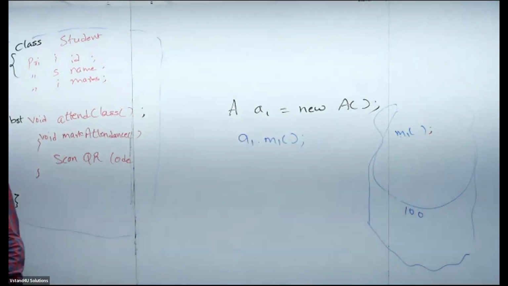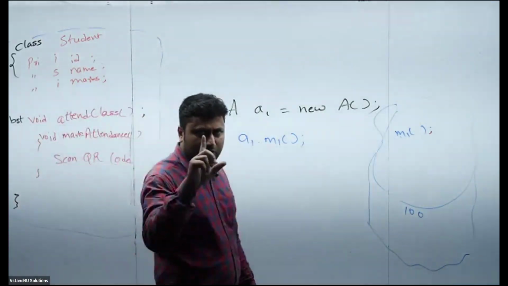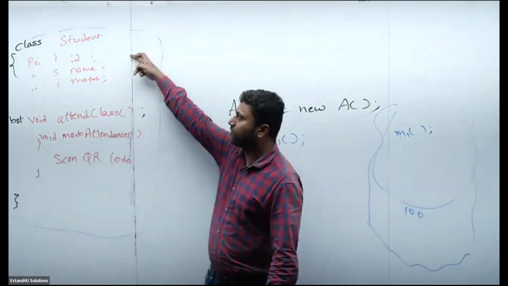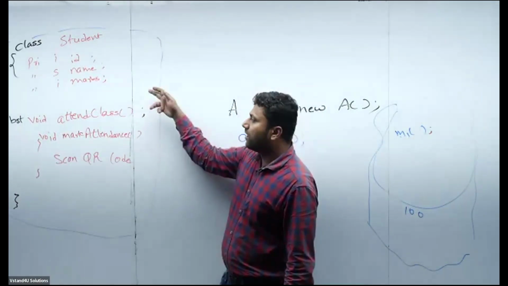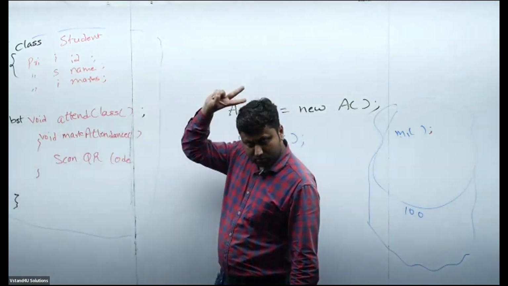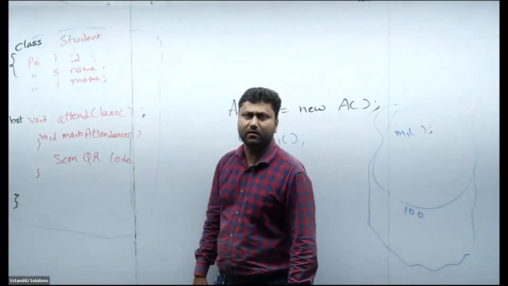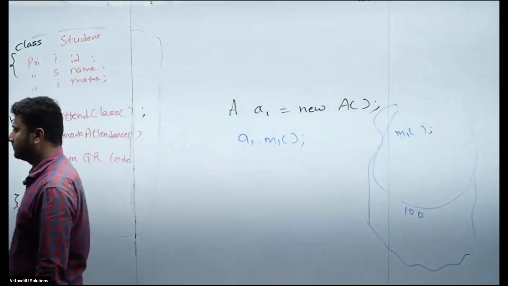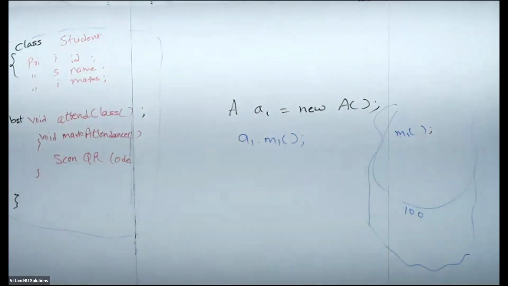Sir, in that case, don't you think a class is a blueprint which has a few attributes and behaviors? How many behaviors are there? How many behaviors are there?